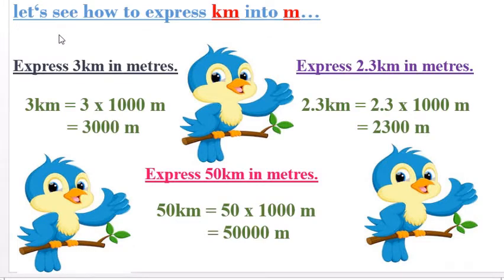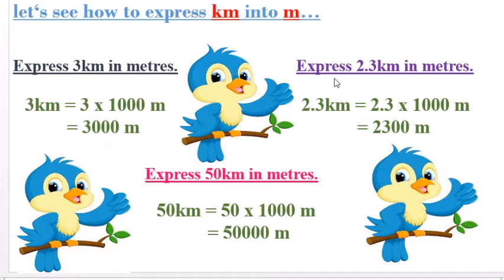Okay children, then let's see how to express kilometers into meters. The first question is express 3 kilometers in meters. When you are going to convert kilometers into meters, you have to multiply the kilometers by 1000. So 3 kilometers, you have to multiply that 3 by 1000. The answer is 3000 meters.